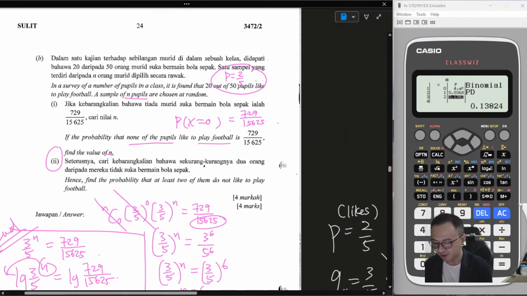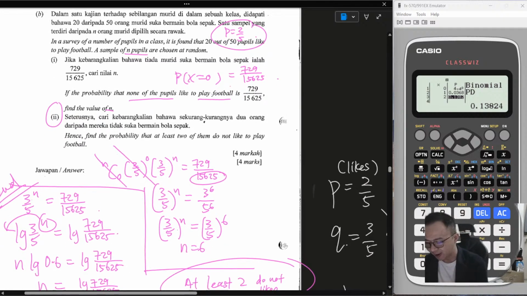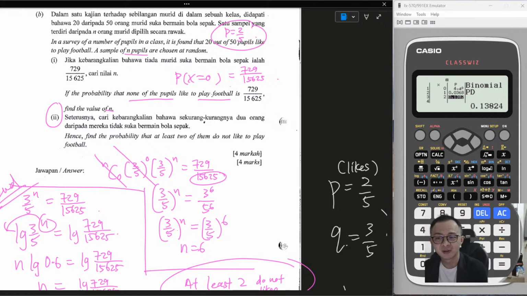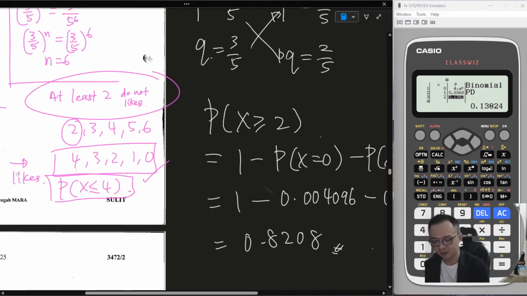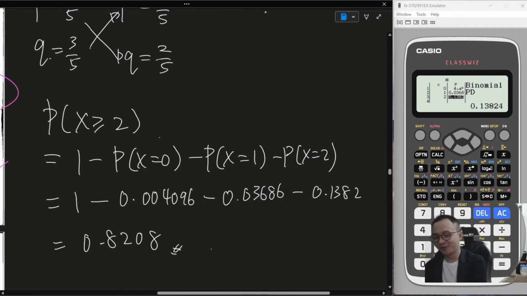Did I read the question wrongly again? Is it found that 20 out of 50 students like to play the football? Yeah, who like to play the football. Hence find the probability that at least 2 of them do not like. At least 2 of them. Yeah, from the 6 of them, right? At least 2 of them do not like to play the football. Yeah, my brain is stuck.